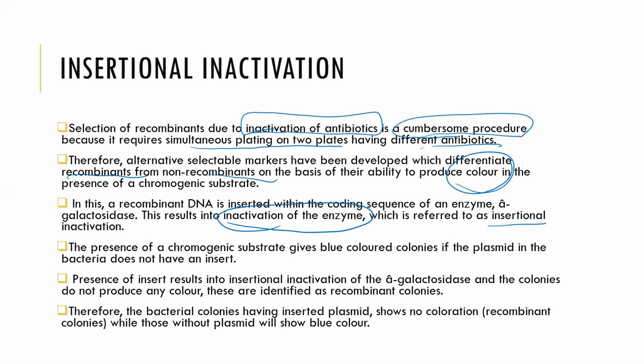The presence of a chromogenic substrate gives blue colored colonies if the plasmid in the bacteria does not have an insert. Insert means foreign DNA. If the plasmid does not have a foreign DNA, it will actually give blue colored colonies. Presence of an insert, or a foreign DNA, results in insertional inactivation of the beta galactosidase, and the colonies do not produce any color. These are identified as recombinant colonies.